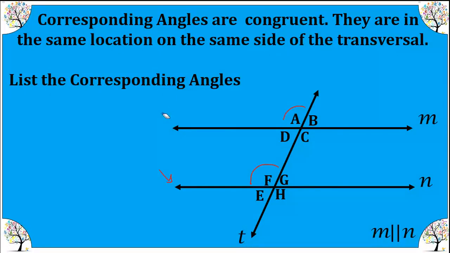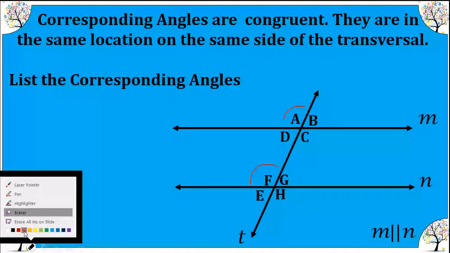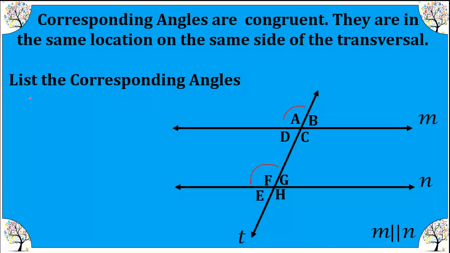So let's erase this and let's list all of our corresponding angles. So angle A corresponds to angle F, therefore we can say they are congruent.